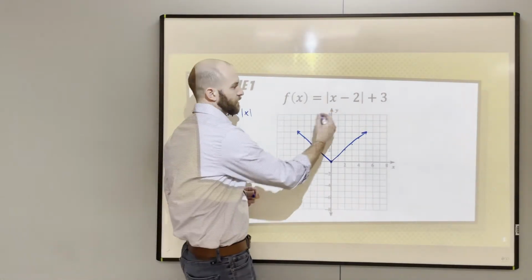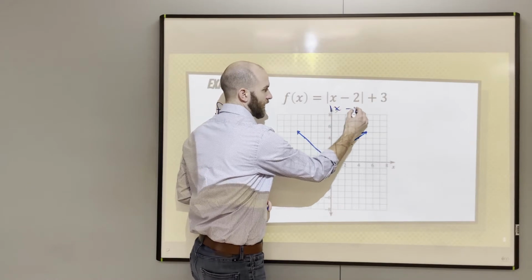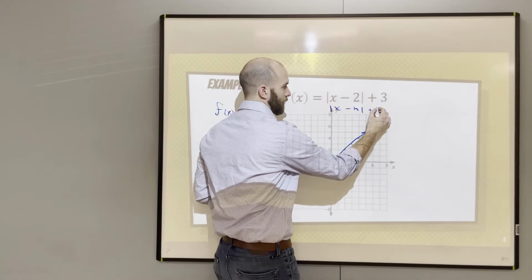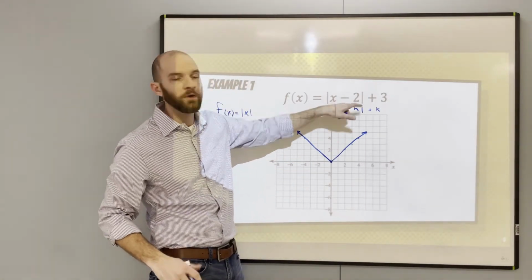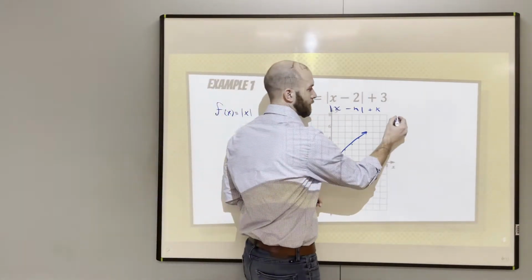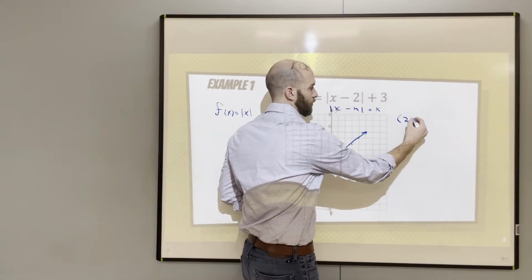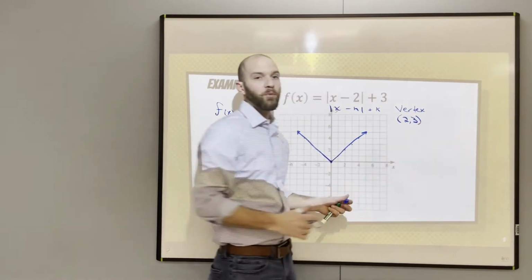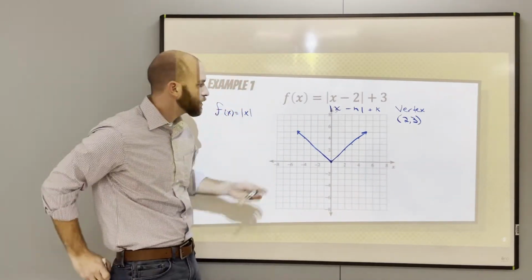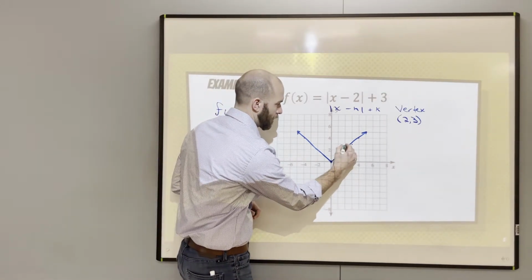Keep in mind, our vertex form for an absolute value is absolute value of x minus h, plus k. So we see here, since it's minus h and it's minus 2, that means h is just 2 and k is 3. So our vertex here is at the point 2, 3. What we're going to do is find the point 2, 3 on the graph. So go over 2 and up 3.